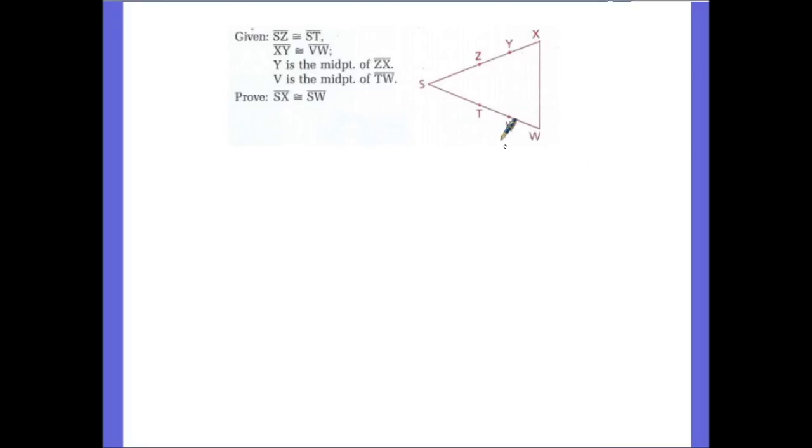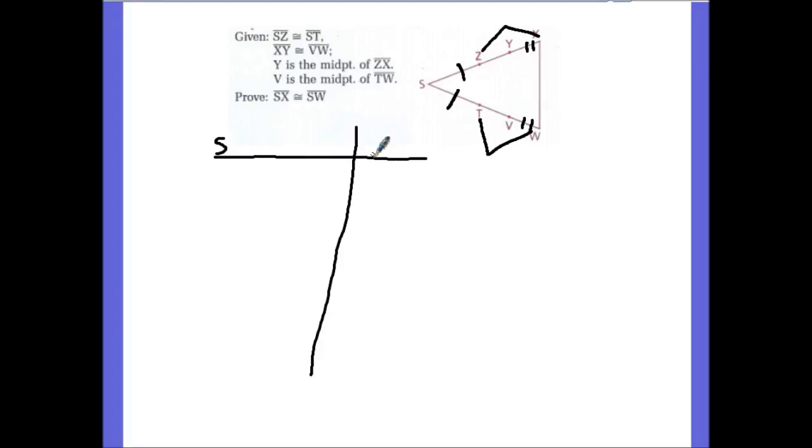Well, let's start marking some stuff up. So first and foremost, let's mark up SZ is congruent to ST. Then we have XY is congruent to VW. Now, we have some keywords here. Those keywords deal with ZX, and it also deals with TW. So let's make our statement and reason columns. Plug in those givens, and let's get rolling on this.